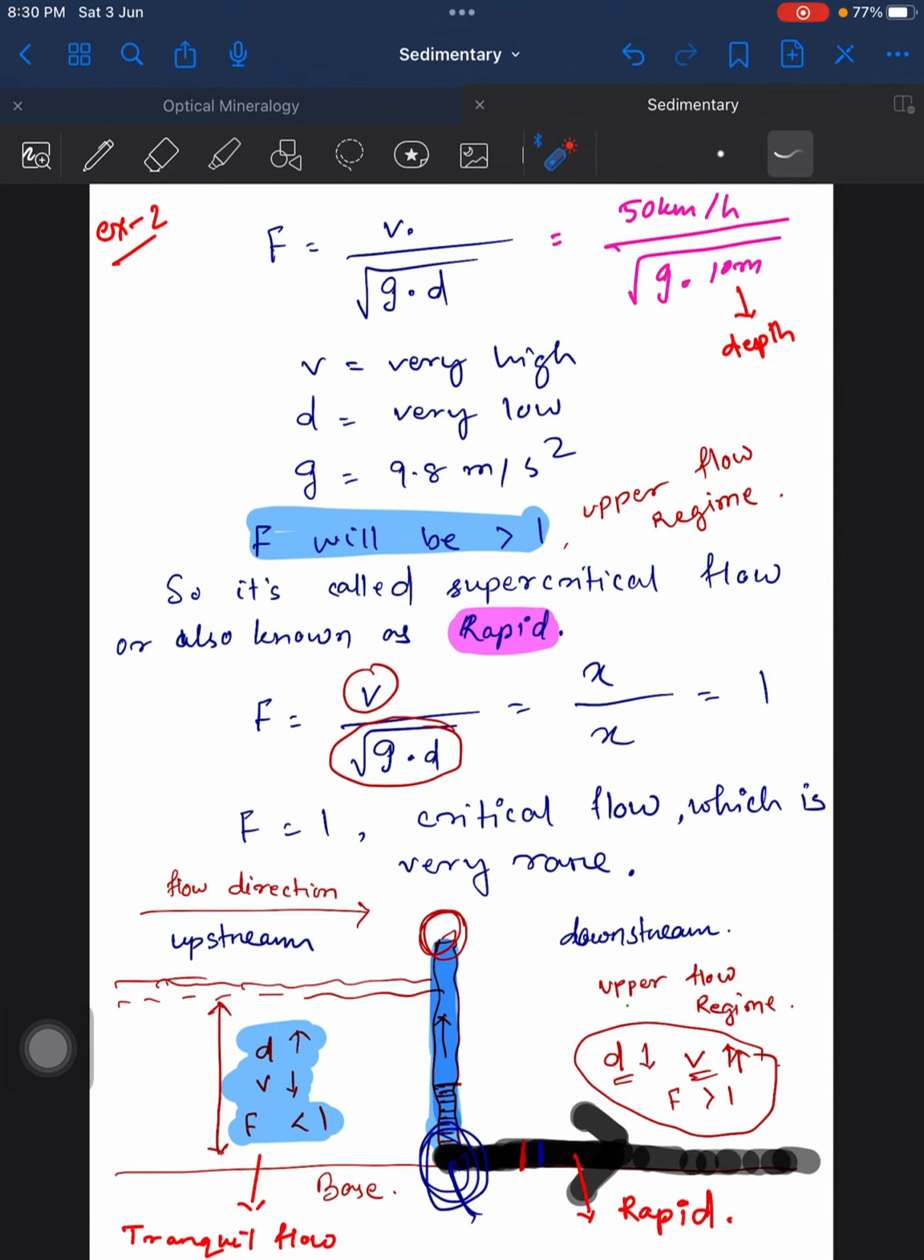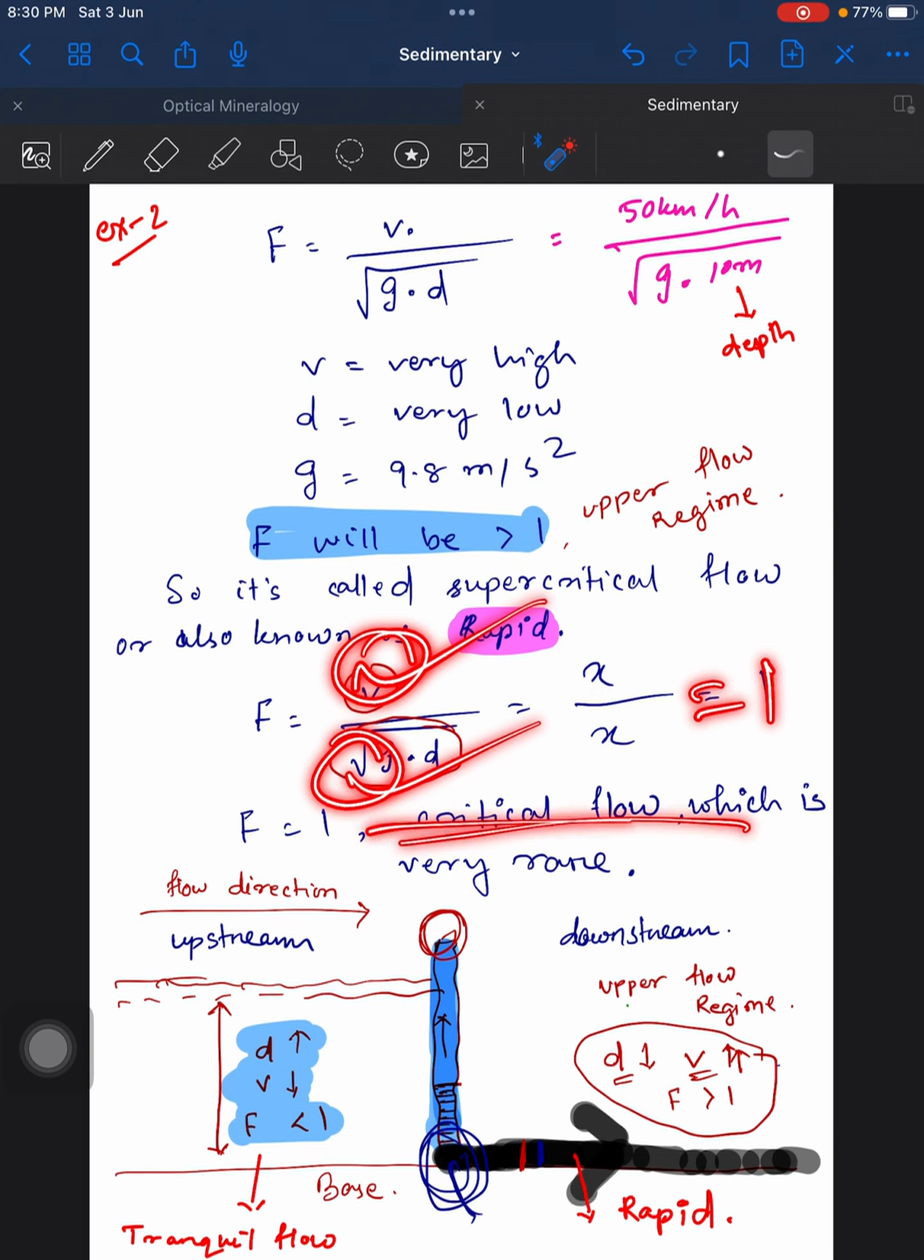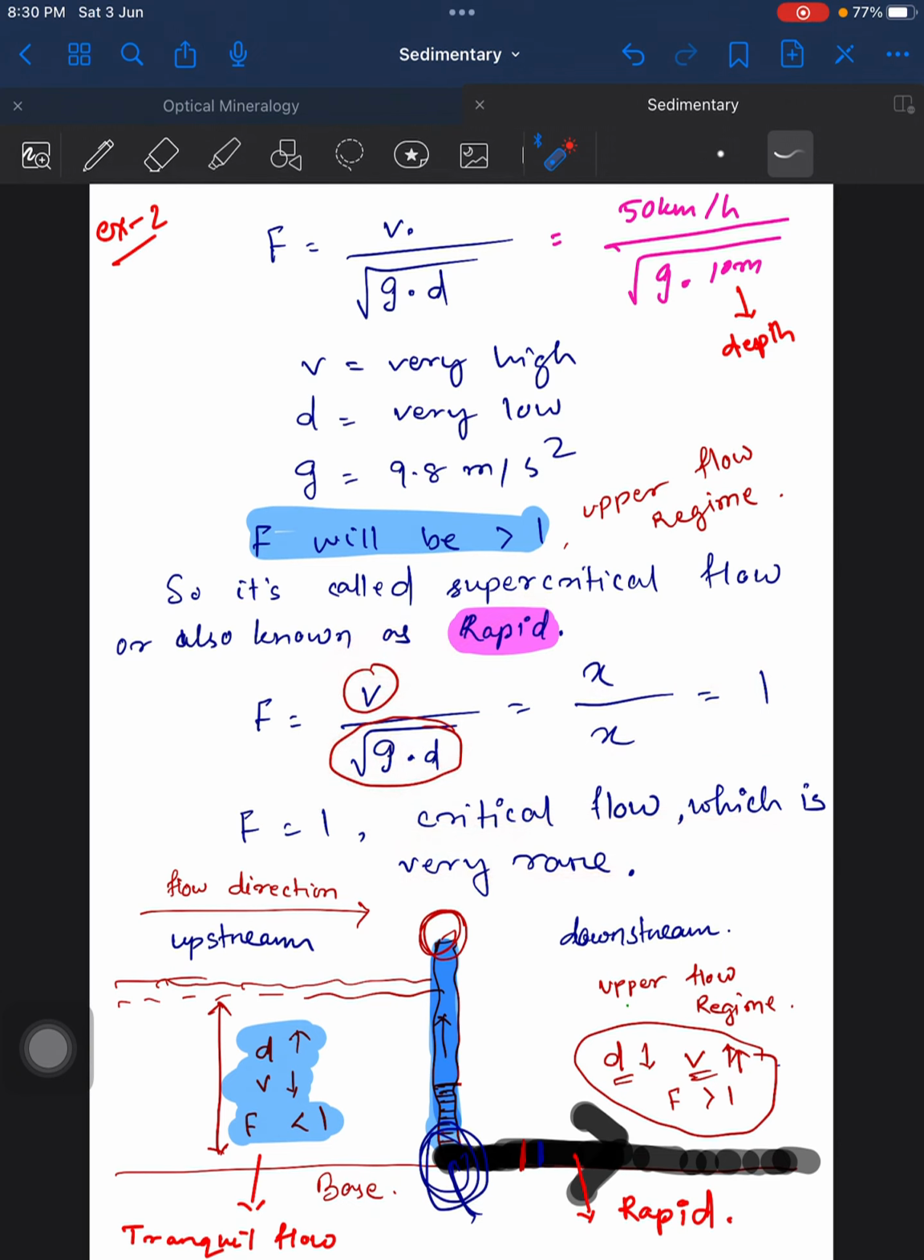And that rapidly flowing water, what do we call it? We call it rapid. So okay, if this and this will be the same, this is x in any condition, this is x, then this is 1. This is known as the critical flow, which is very rare. In nature you won't find any kind of critical flow.